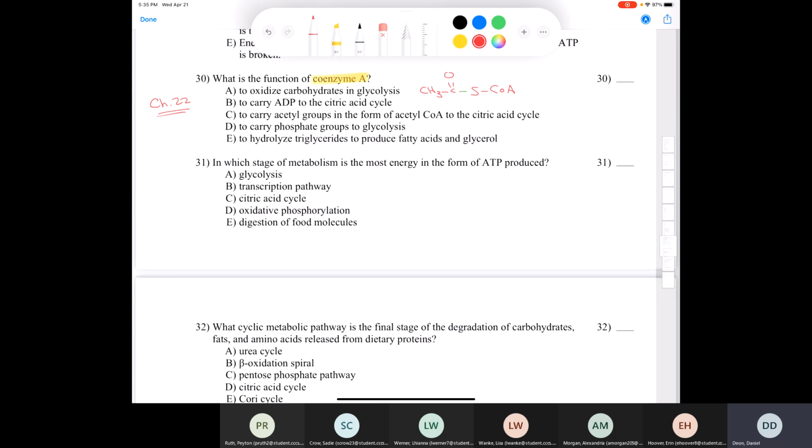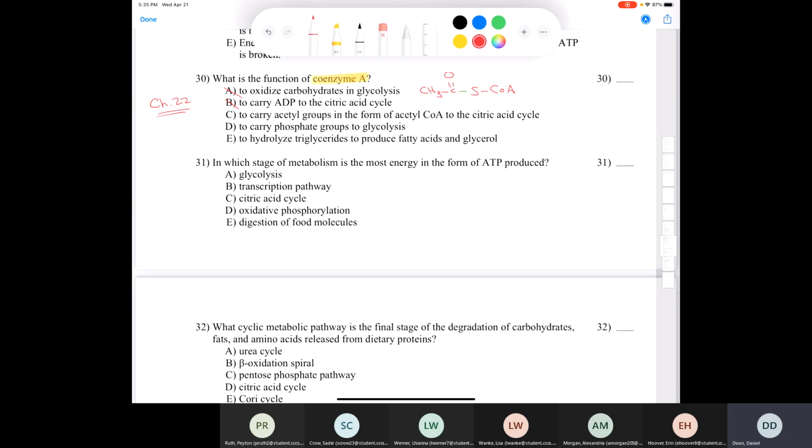A, to oxidize carbohydrates in glycolysis. That doesn't sound reasonable to me. B, to carry ADP to the citric acid cycle. No. The reason the first one is wrong, by the way, is because coenzyme A is not involved in glycolysis. So we move over to C.